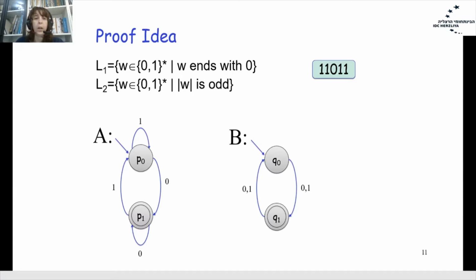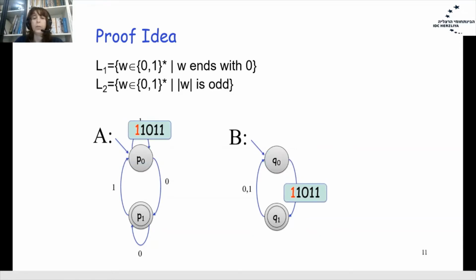So let's see how it works. We have a word 11011. And now we would like to give this word 11011 to both automata, and we would like to check if the word belongs to the language of the automaton.